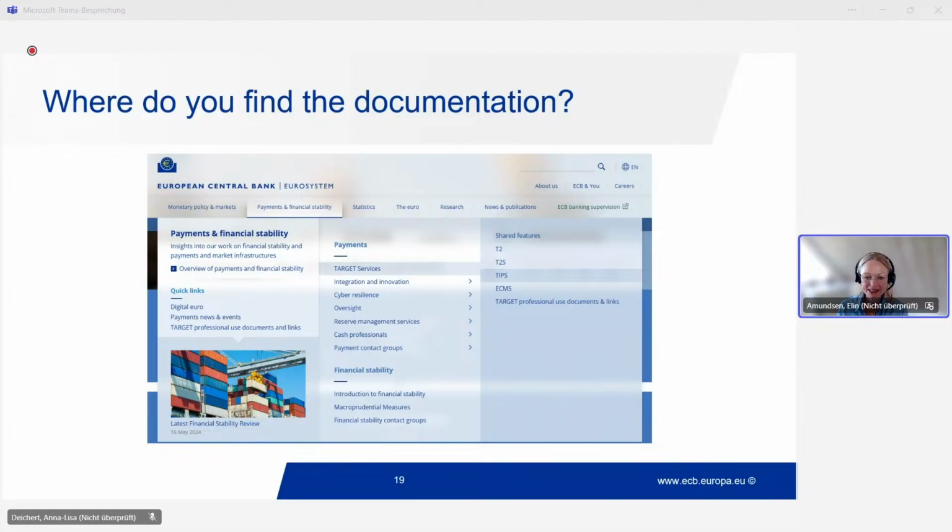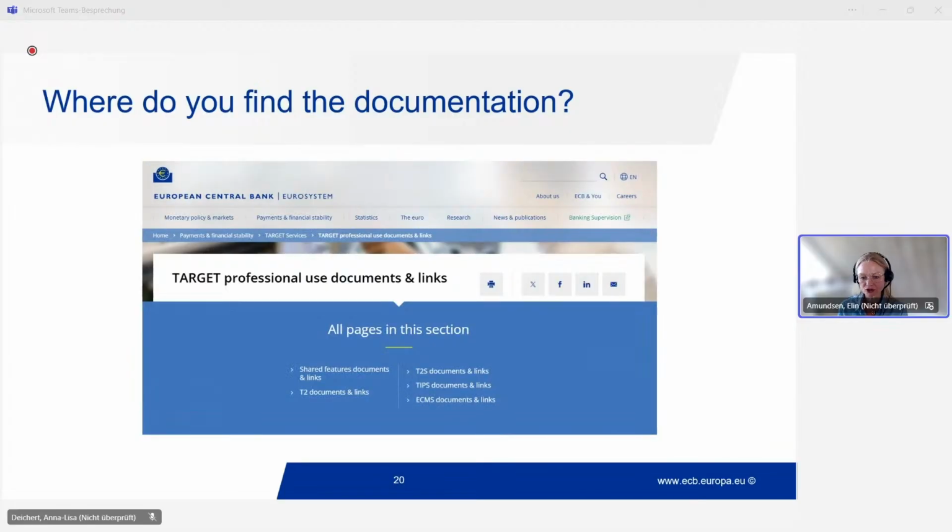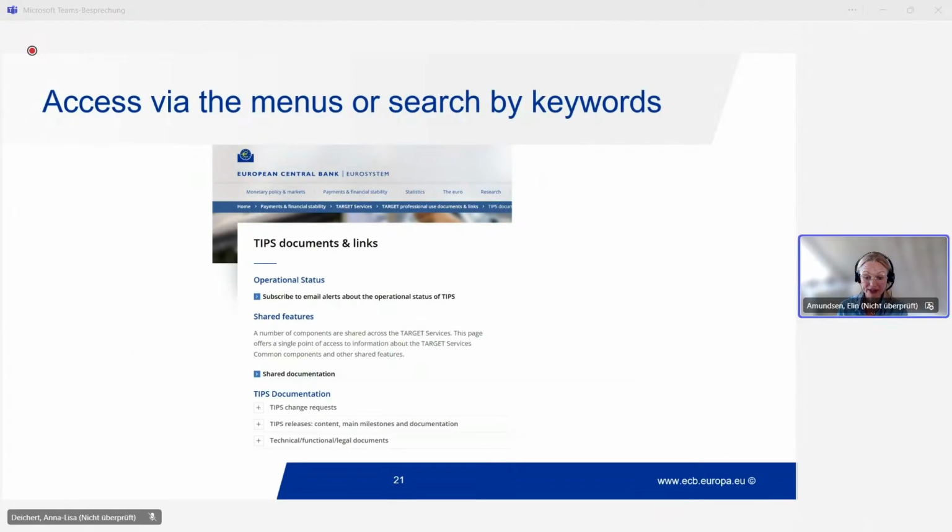So once you're at the ECB website, you want to go to payments and financial stability, top level of the band there. And here you click, and then you can come into the target services as you see on the screen now, and then you can move over to TIPS. Once you get there, there is a section of professional use documents. And here you can find anything that's related to TIPS. So anything we would do, we will post here. So if you are already a participant or planning to join TIPS, this is the place to find information about TIPS.